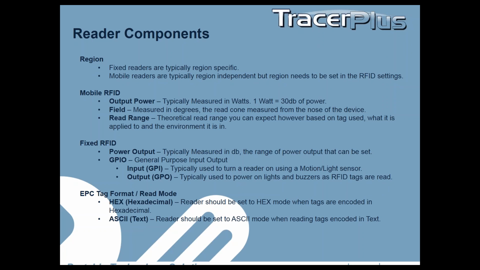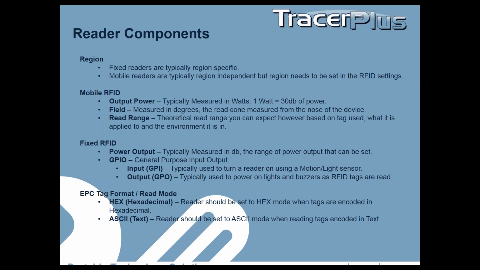Fixed RFID, once again, power output. They typically measure it in dB, and it's the range of the power output that can be set. Read range isn't really defined for fixed readers because that's going to be solely dependent on the antenna that you're connecting to it. So it can only determine the power output that you can supply to the antennas.